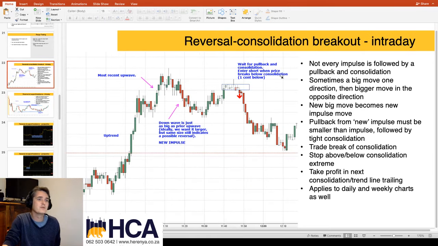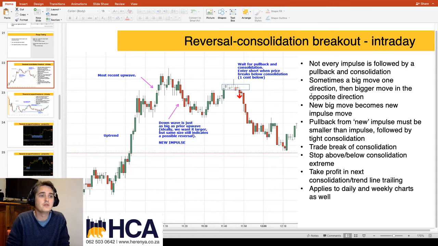So basically, okay, let me just quickly work through it. You have an uptrend, right? And then you have a bit of an impulse wave followed by a pullback, right? So this is your impulse wave followed by a pullback. Then impulse wave, pullback, consolidation, break. So this is your impulse wave, your pullback, your consolidation, and your break, right?